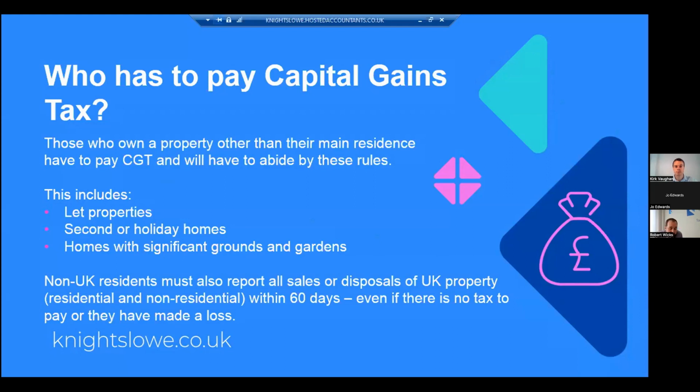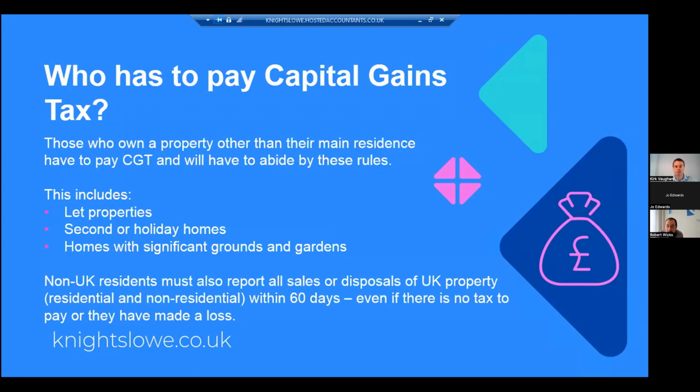So who has to pay capital gains tax? As I've said, anyone who's selling a UK residential property for whom it isn't their main residence. So it doesn't have to be an investment property. It could be your second home. You may have a second home somewhere else in the country that you don't live in all of the time, and that's not your private residence. So it's important to consider whether or not you have a CGT reporting obligation for that as well. Homes with significant grounds or gardens can be considered to be partially investments as well. So it is worth considering that if you have a personal home that has significant grounds.